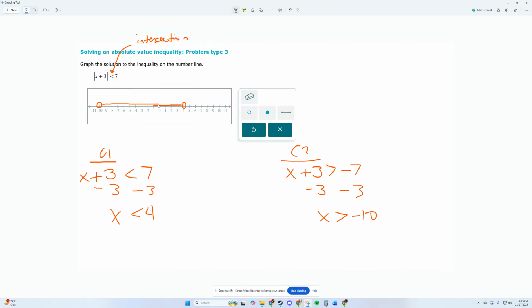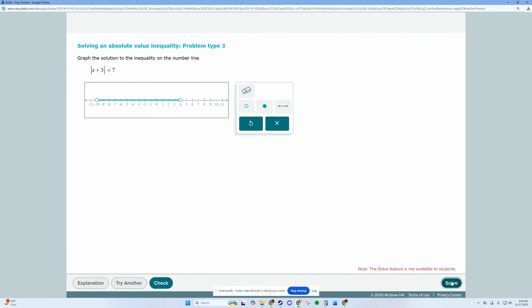-10, boom. And what would the midpoint be? It's just like with absolute value transformations. It's what makes this equal 0. So the midpoint is here. What's the distance? All the way to the edge is 7. And it can be any number in here. So that is this one. Go ahead and give this a try. Problem number 3 is also an intersection.